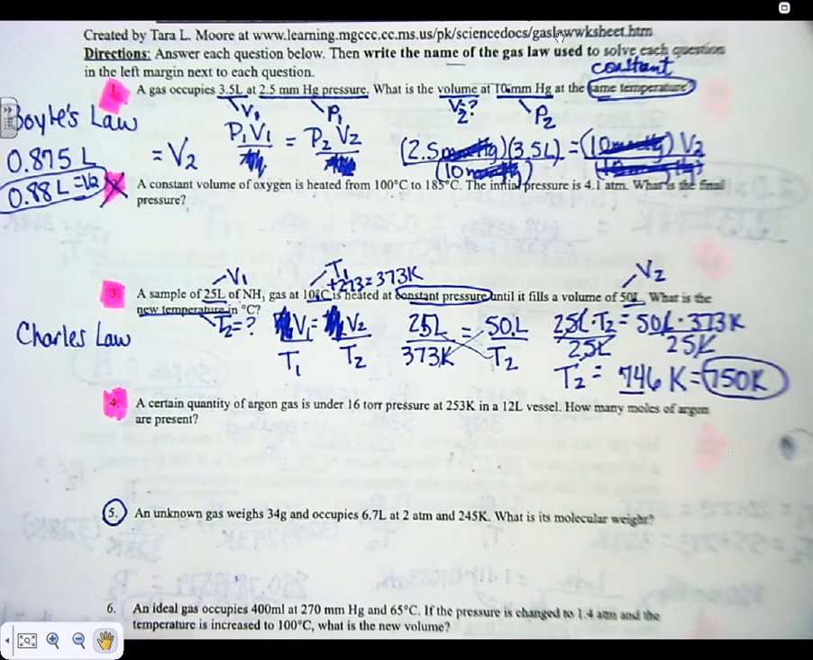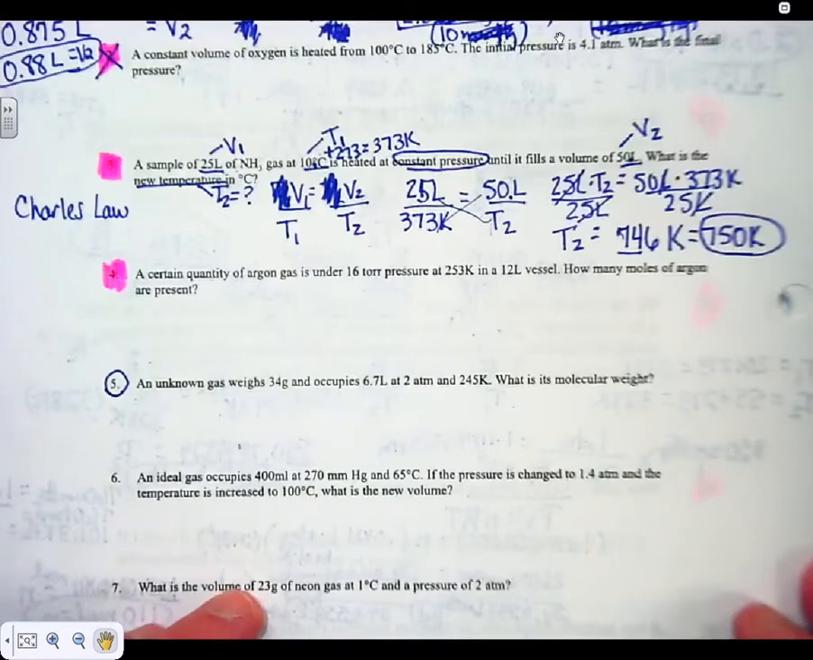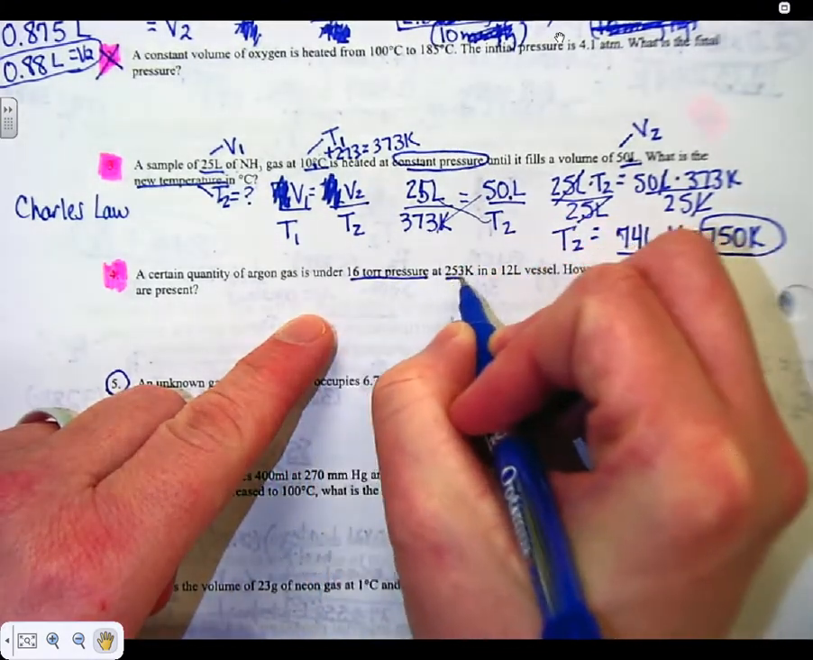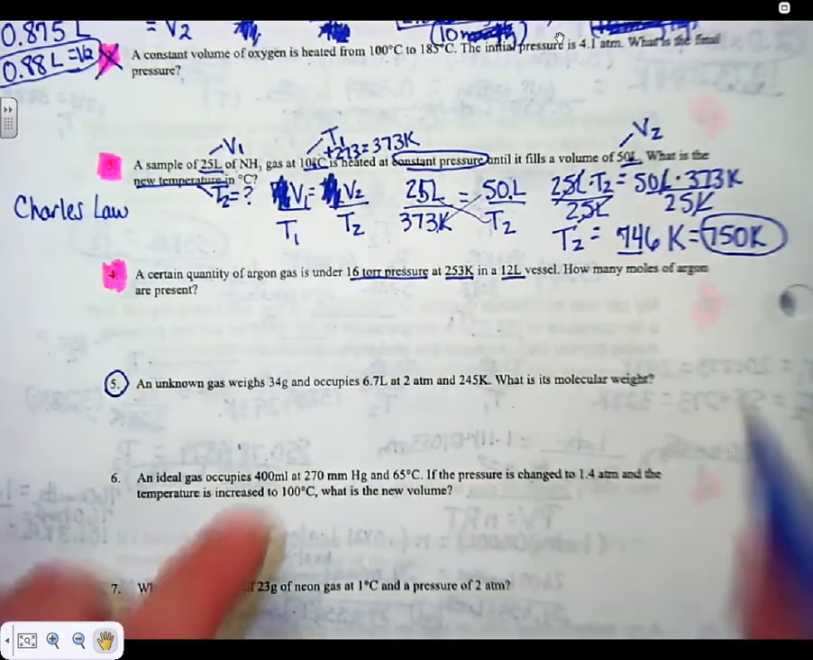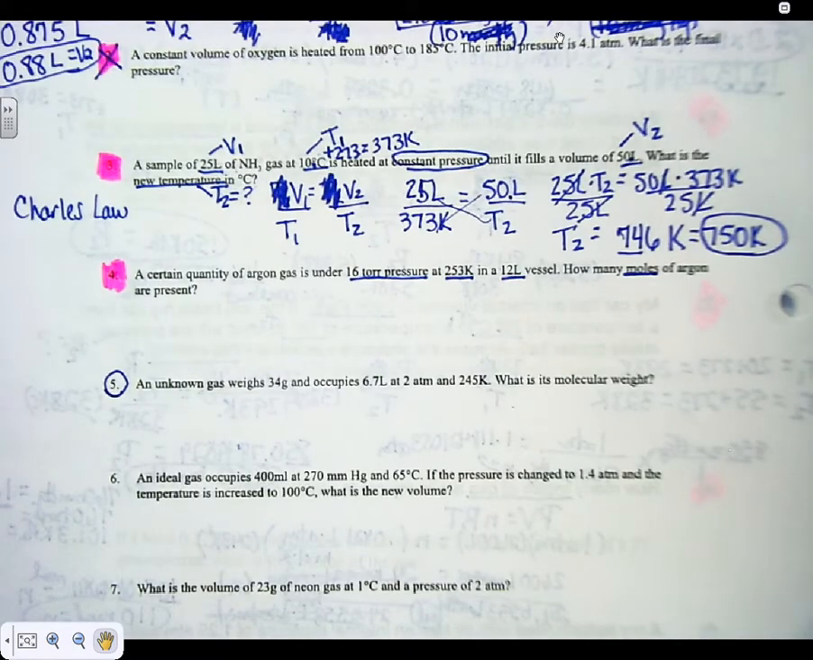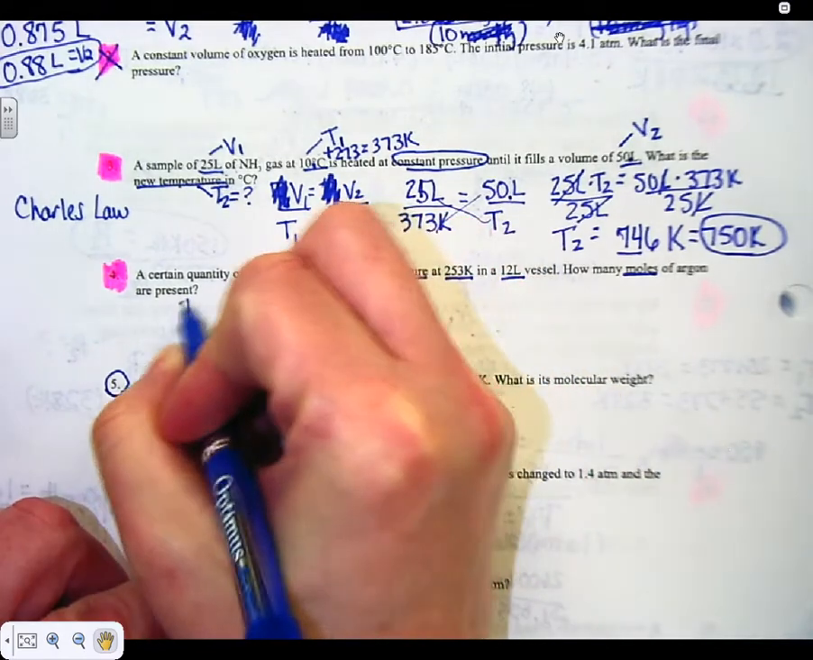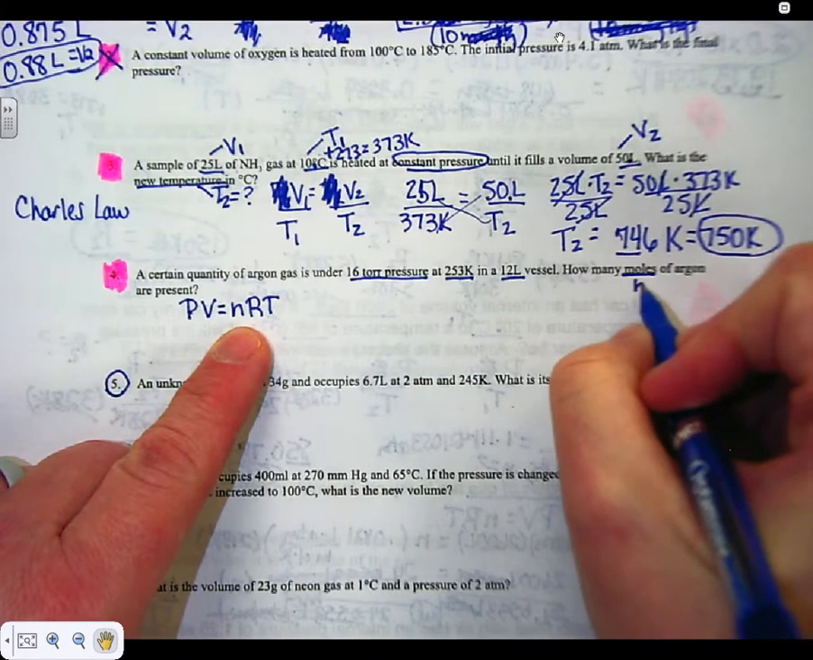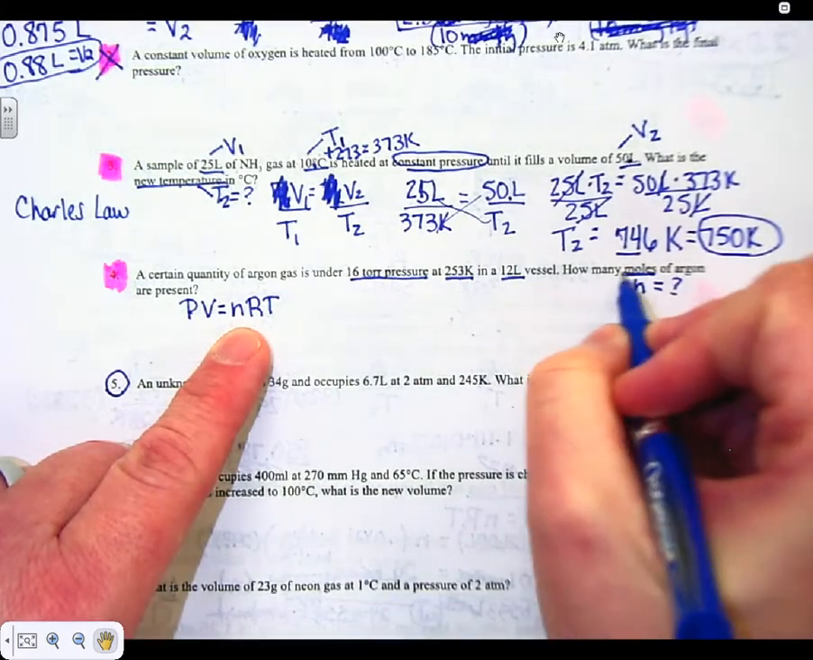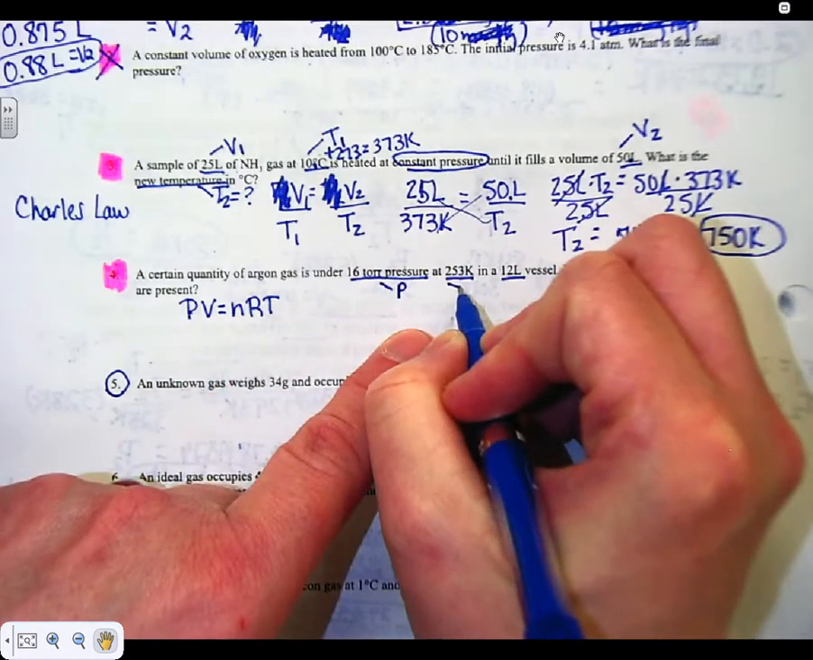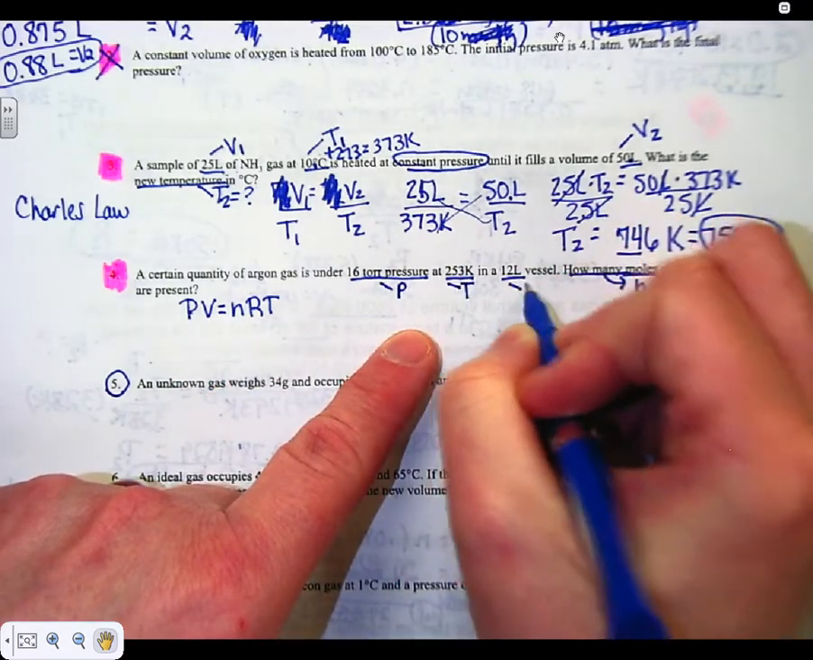Okay. The next one. A certain quantity of argon gas is under 16 torr pressure at 253 K in a 12-liter vessel. How many moles of argon are present? Obviously, this one is talking about moles, and so therefore we know we're going to be using that ideal gas law, PV equals nRT, where n is the number of moles, so we know we're solving for n because it's asking us how many moles. This is our P, obviously, 253 K. Okay, that's our temperature, and then liters is going to be our volume.